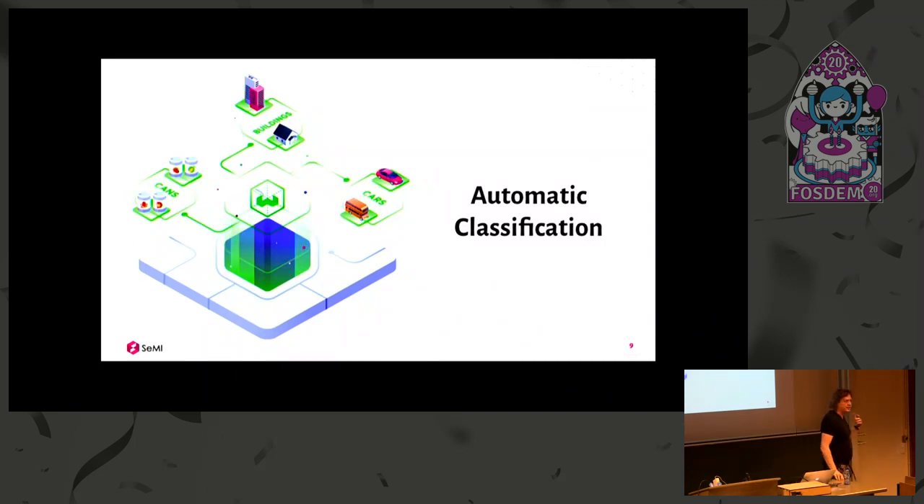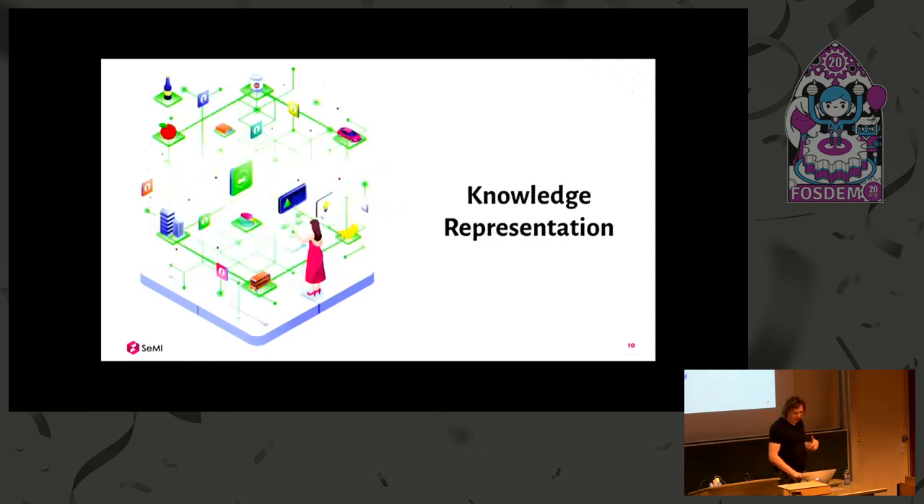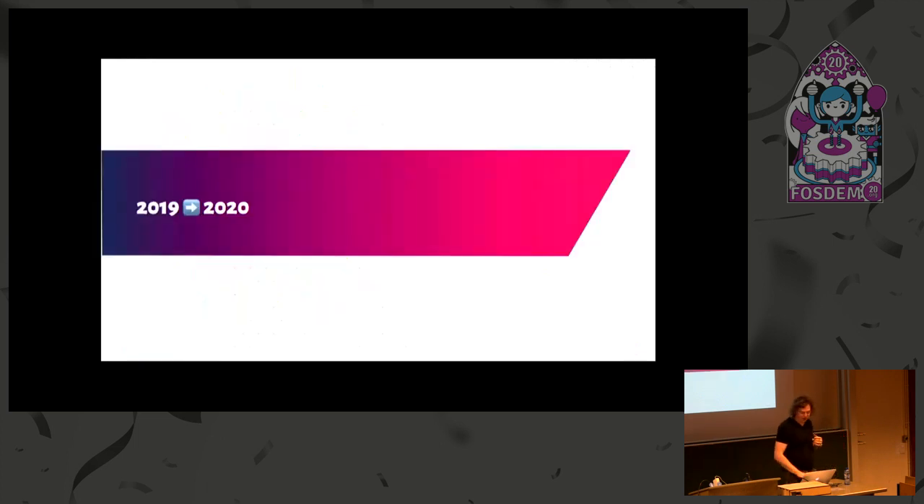What we can also do based on that is automatic classification. We can automatically make edges in the graph based on the semantics of your data object. And last but not least, we can do knowledge representation. Nowadays this is often referred to as a knowledge graph. I wouldn't say we're necessarily a knowledge graph, but you can create similar representations. Those are the three use cases that we can help you with.